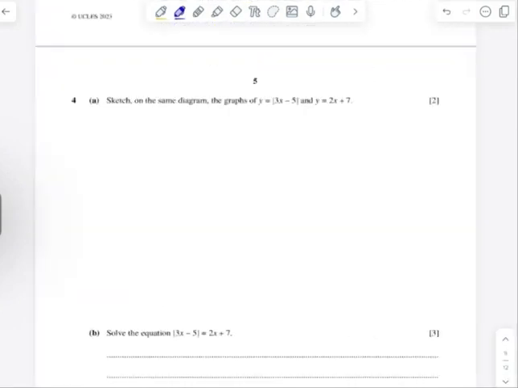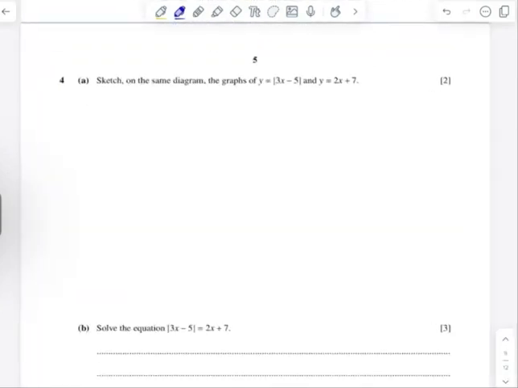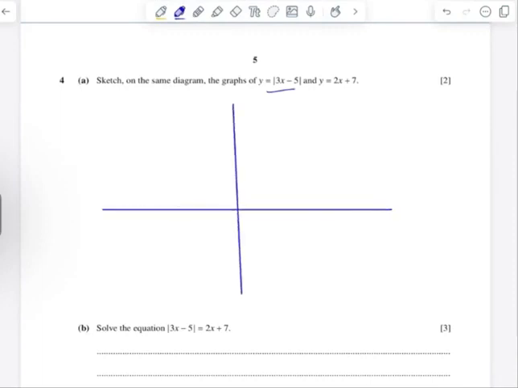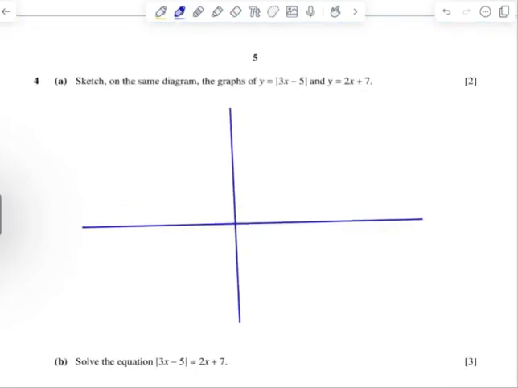All right, let's jump right into the next question. Here we have some mods, and we need to be sketching. So sketch on the same graph. We've got a mod function, and then we've got a straight line. So always just make sure, I've seen many students who will do a mod for both of these. Only one of them is a mod, and the other one is a straight line.